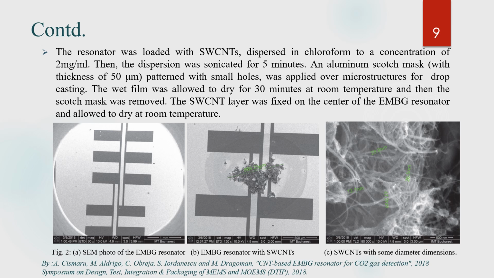The resonator was loaded with single-wall carbon nanotubes of 90% purity, which were dispersed in chloroform to a concentration of 2 mg per ml. Then the dispersion was sonicated for 5 minutes. An aluminum scotch mask of 50 micrometer thickness, patterned with small holes, was applied over the microstructures for drop casting. The wet film was then allowed to dry for 30 minutes at room temperature, and then the scotch mask was removed. The SWCNT layer was then fixed on the center of the EMBG resonator and allowed to dry at room temperature.